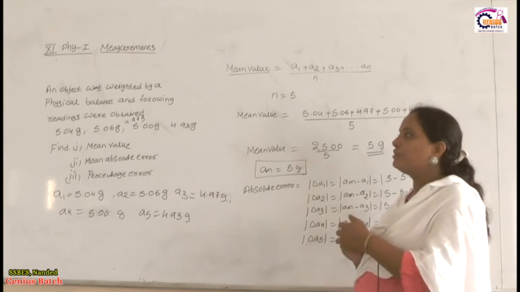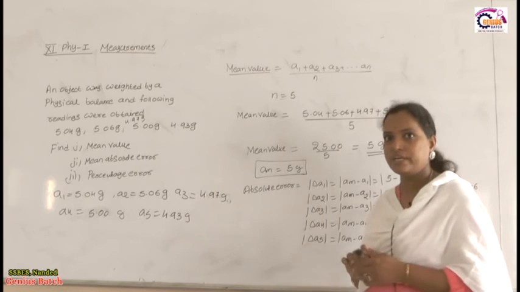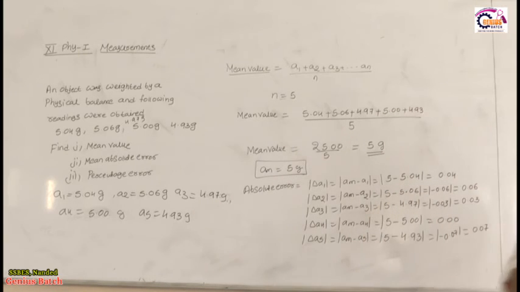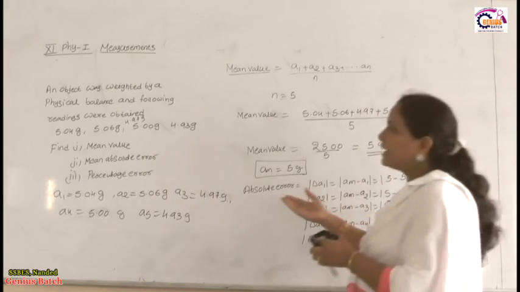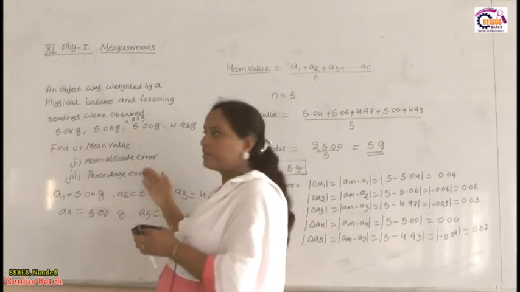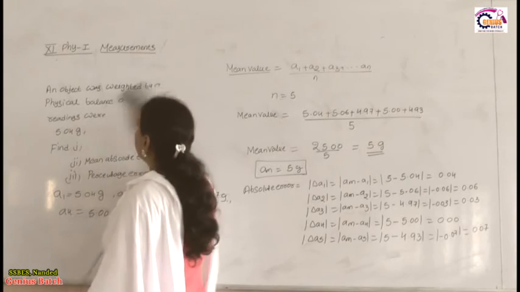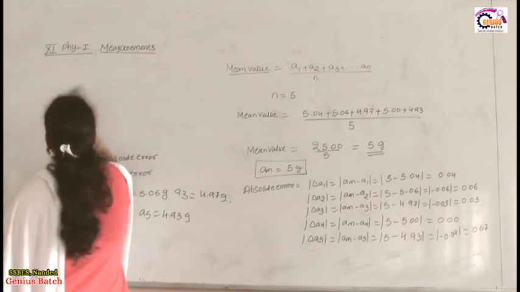How to find out now here? We have found these absolute errors. Now we have to find out the relative error. Then at last we have to find out the percentage error. Now we are finding out the relative error.